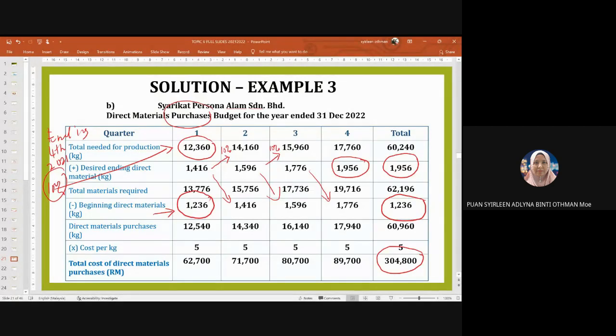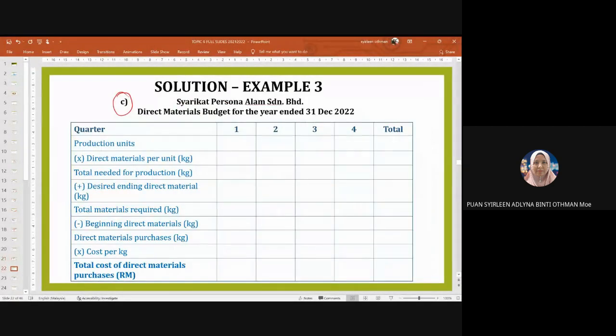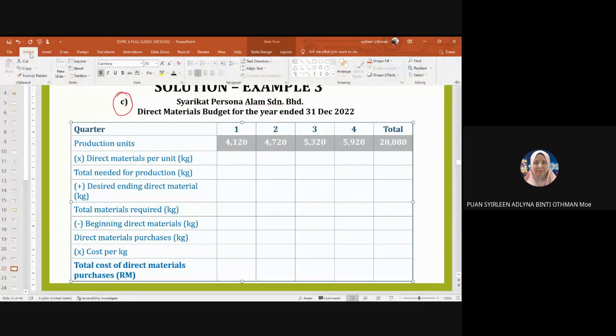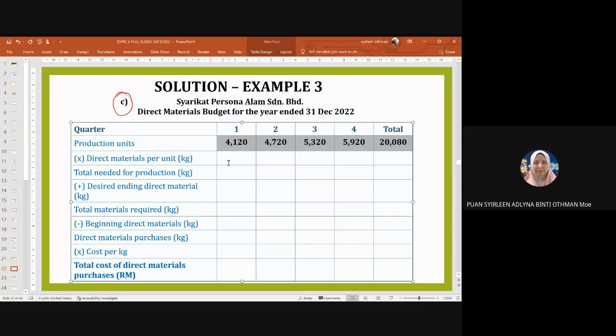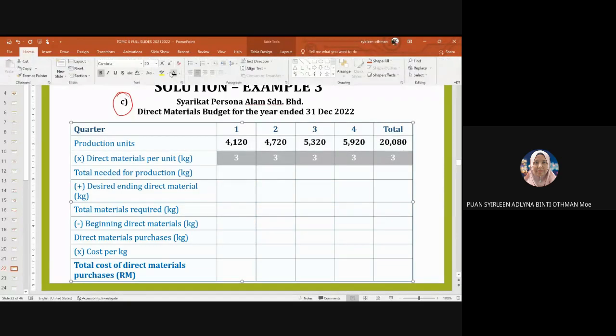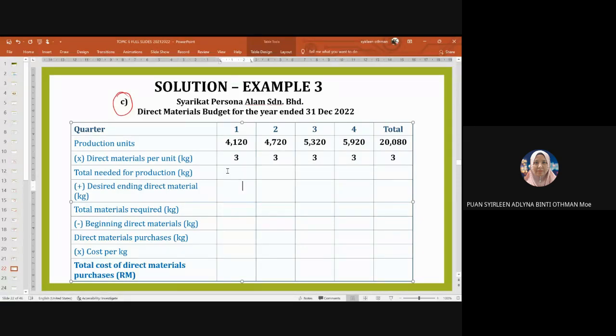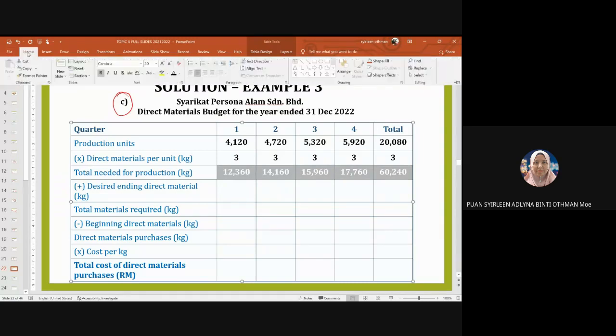Alright, so now we are going to do the one that you have in your book, in your notes. The production units come from the production budget earlier. Your direct materials per kg is 3 kg. You just fill out the information we calculated earlier. So every quarter requires how much? This is your requirement for each quarter.